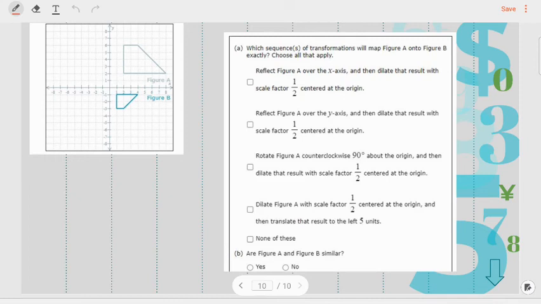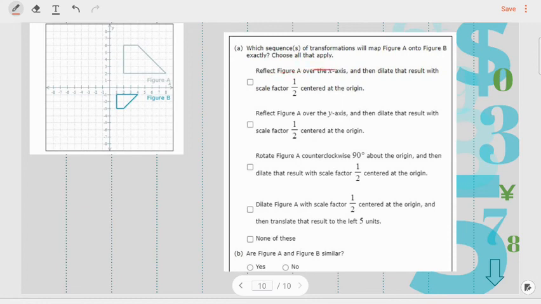So again, these aren't congruent, but these do look kind of similar. And if I look at it, figure A to figure B, it's getting smaller. It goes from 2 to 1 and 4 to 2, so it's getting smaller by half. And wouldn't you know, all of these say scale factor of half, so perfect. We're going to just quickly jump through all of these.